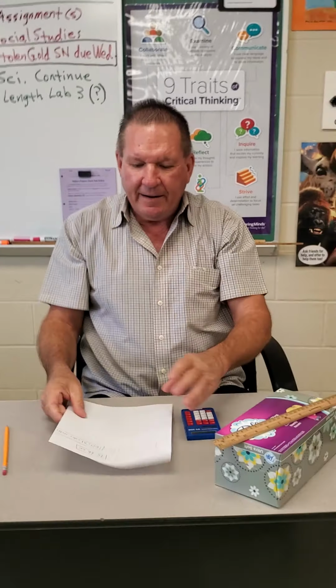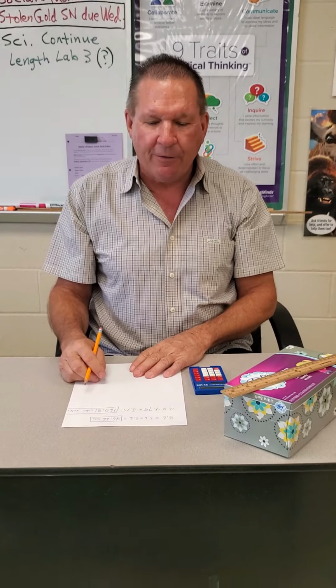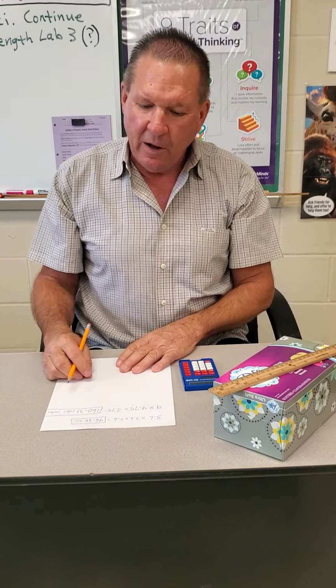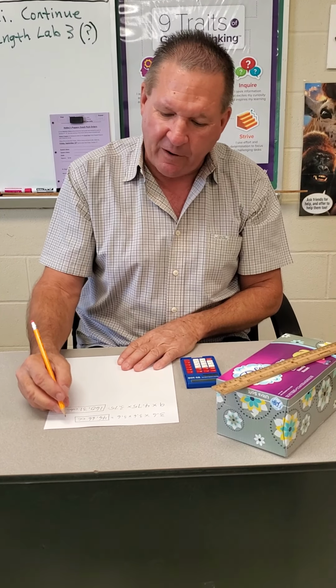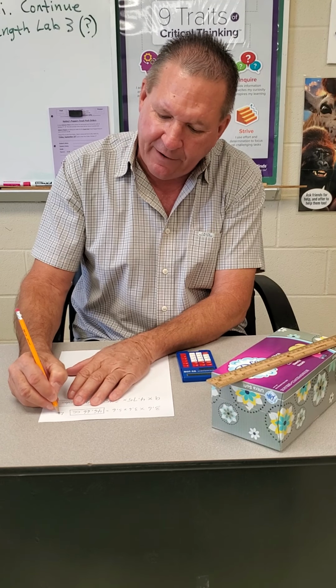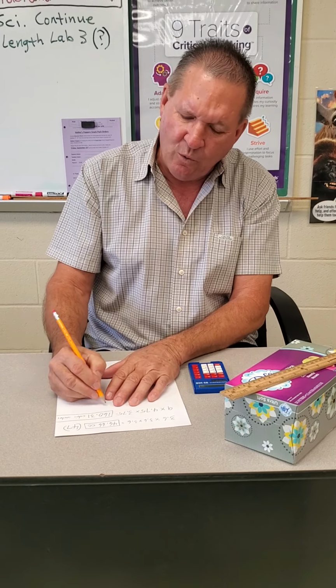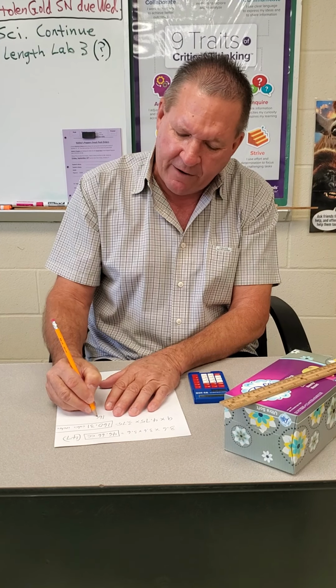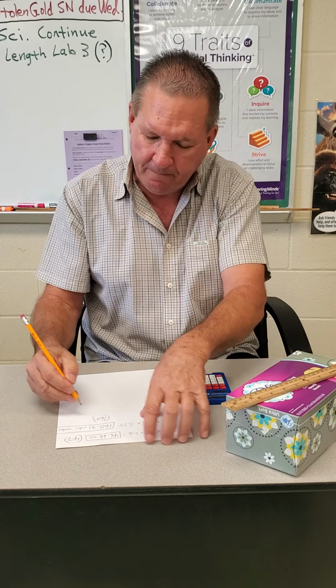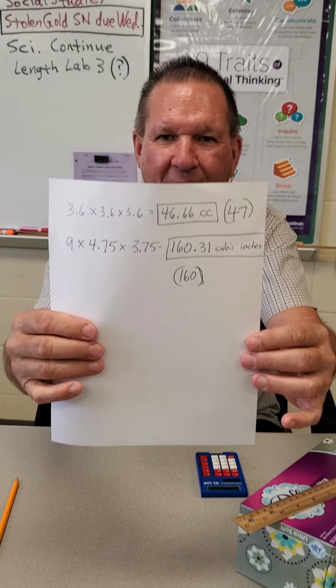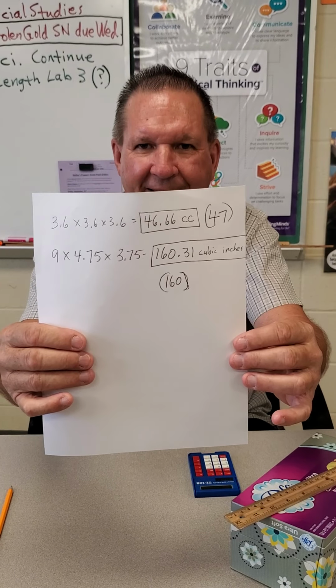Now, if I were to round to the nearest whole unit, 46.66 would round to 47 cubic centimeters, and 160.31 would round to 160. And that is how you find volume using length times width times height.